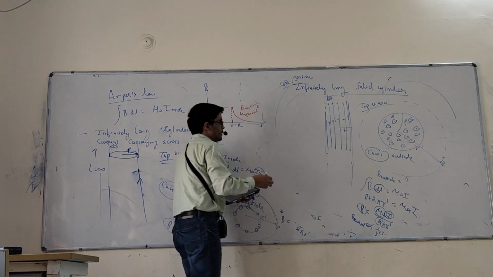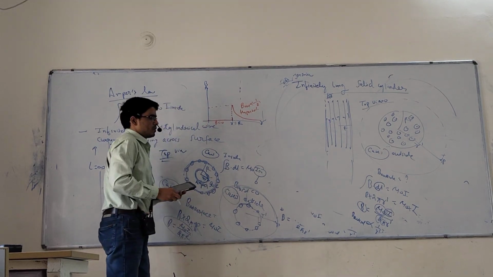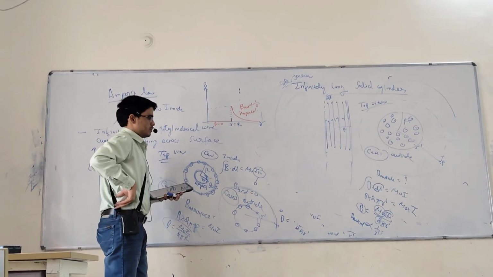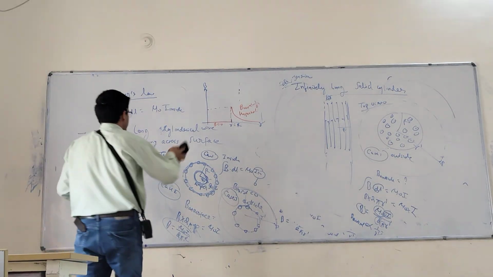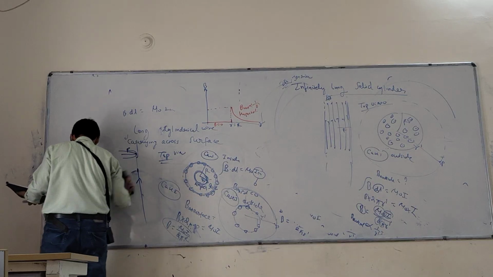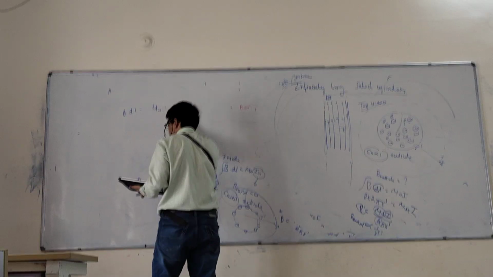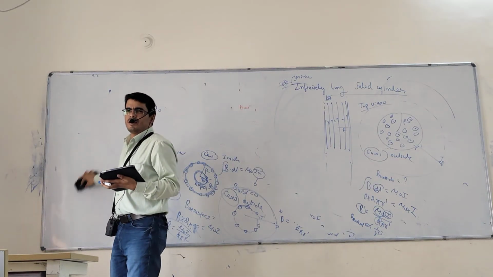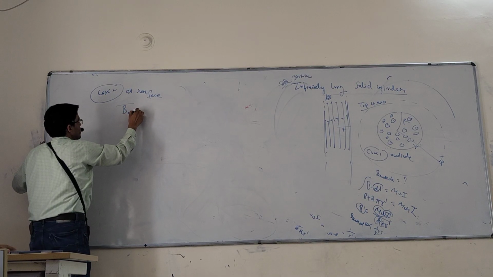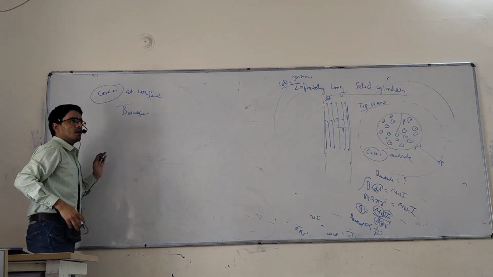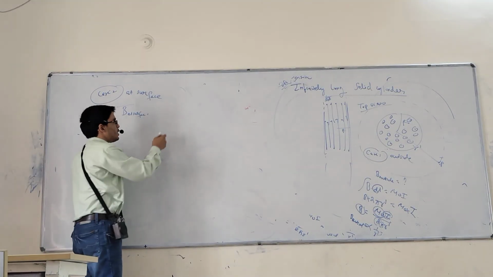Now tell B inside. B at the surface, tell first. Tell what is the value of B at the surface? Tell B surface, I. At the surface, what do you write there?